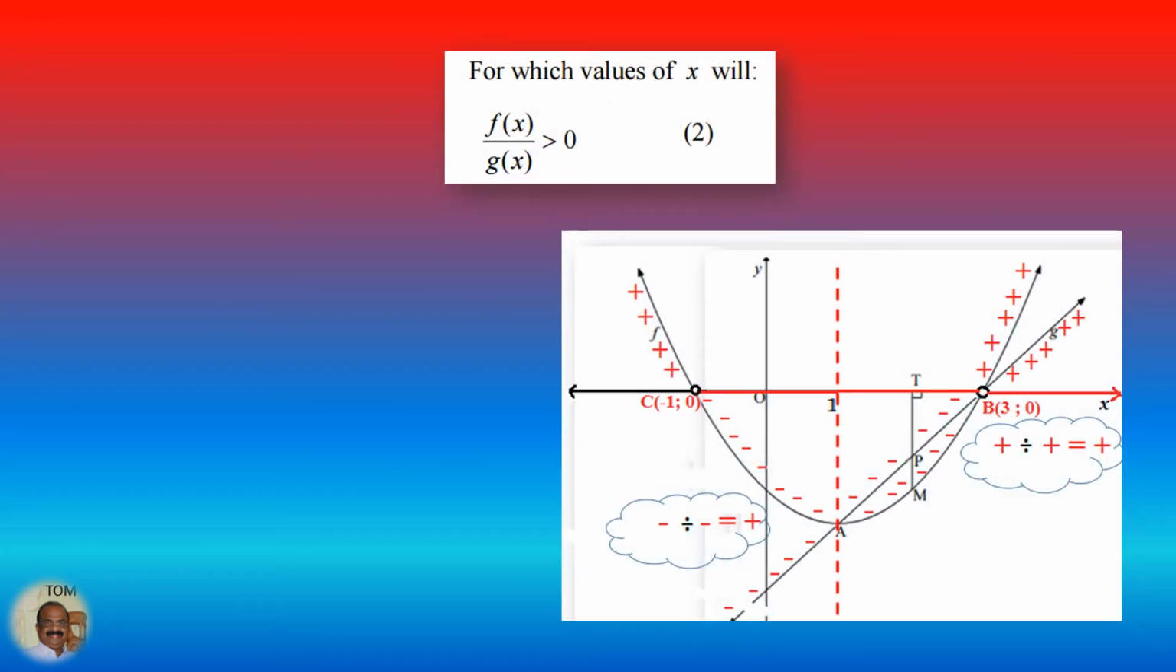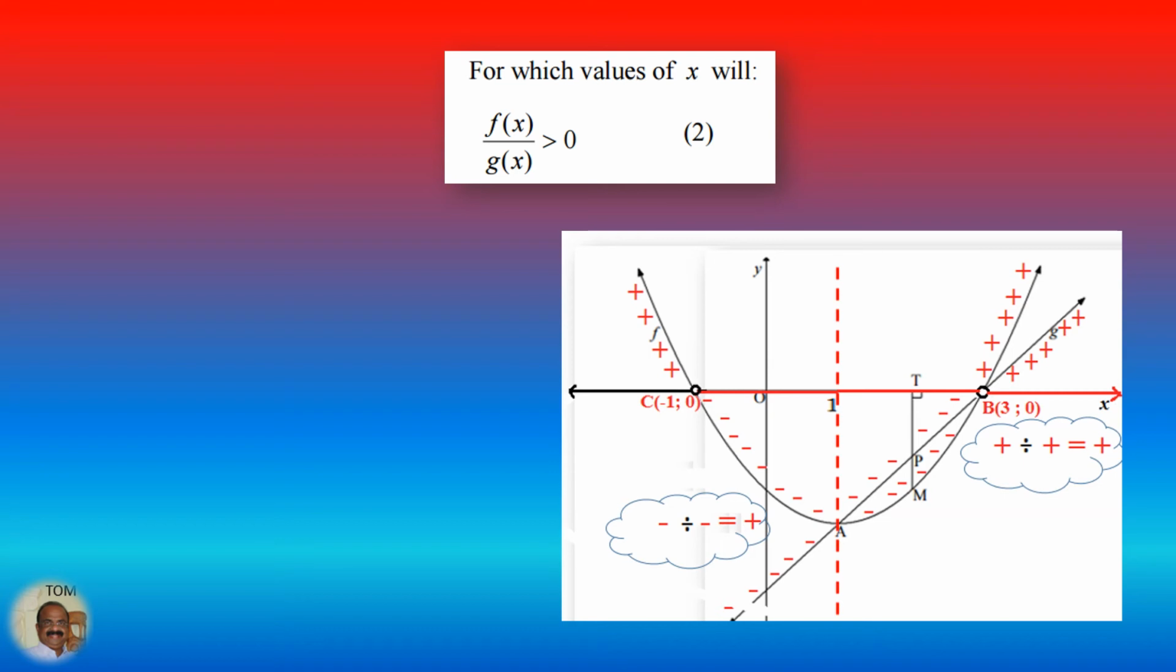Again the same graph, but the question is for which values of x will f of x divided by g of x be greater than 0, not greater than or equal to, greater than 0, 2 marks. All these questions are actually very interesting questions, but easy marks. We have the graphs of f and g. Then we look at that.